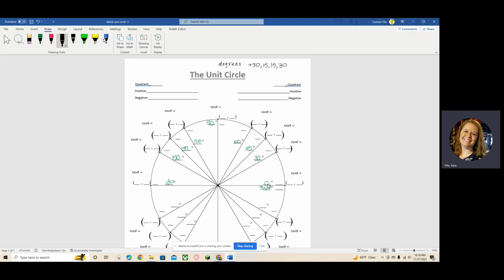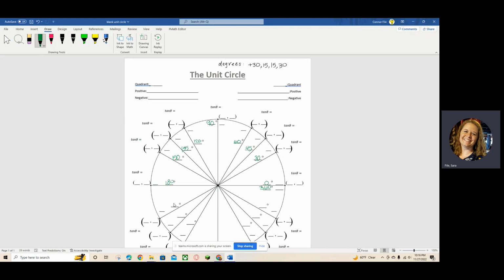So for instance, I started at 0, I went plus 30, and that got me to 30. Plus 15, that got me to 45. Plus 15 got me to 60. Plus 30 got me to 90. Now I do it again. I say plus 30, that gets me to 120. Plus 15, plus 15, plus 30. And then I continue it again.